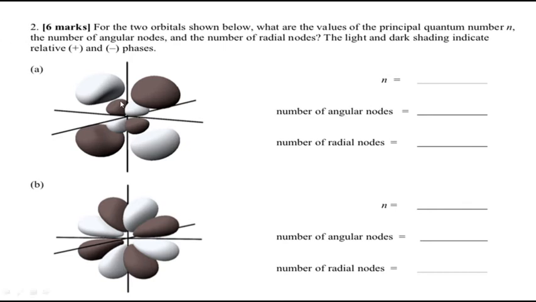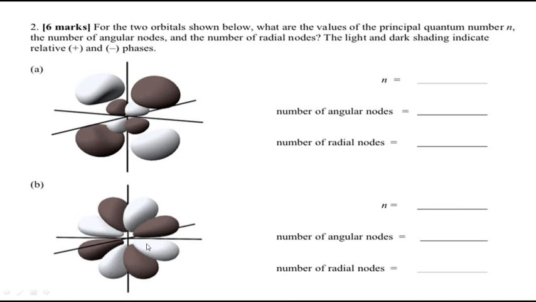Now some questions for practice. So what orbital is this? You see how many lobes are present here. What is the shape of the lobe you see? For the two orbitals shown below, what are the values of the principal quantum number and the relevant angular nodes? Okay, you see this orbital. How many lobes do you have? 1, 2, 3, 4 lobes you have.